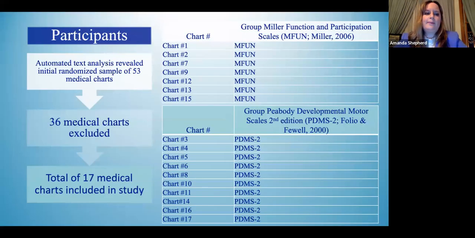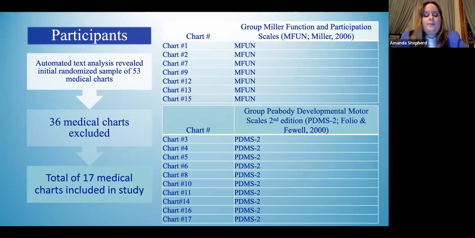Taking a look at my overall population sample, my initial sample population was obtained from a data analysis specialist at the healthcare organization where I work. They provided me, via automated text analysis, with an initial randomized sample of 53 pediatric clients' medical charts. From there, I applied the exclusion criteria as necessary, and I had to remove 36 of the charts, mostly because of them being transferred to another therapist.